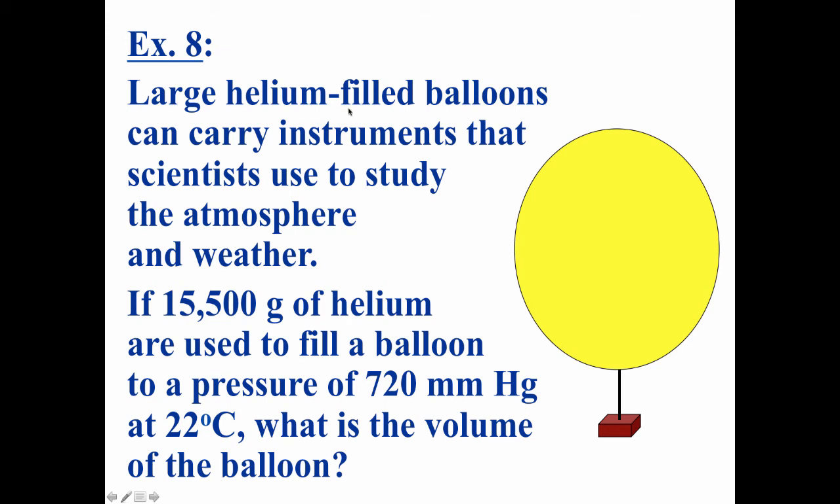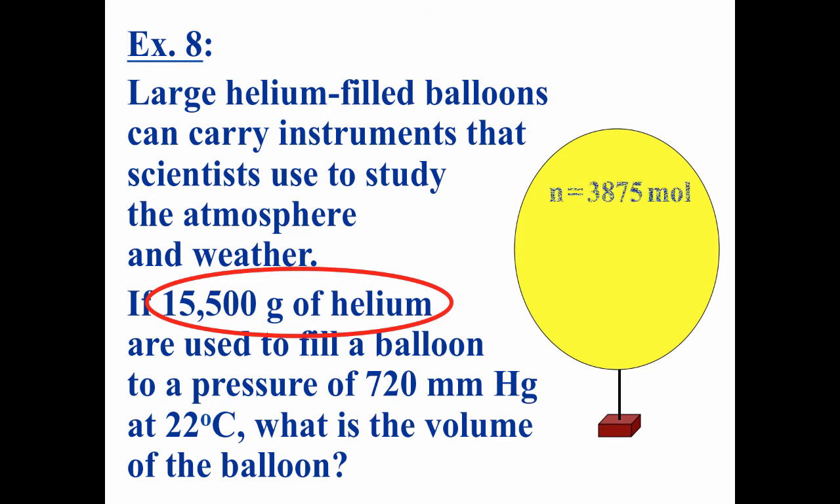The first one is weather balloons. They can go up into the atmosphere, and they can carry an instrument package to study the atmosphere and weather, but the gas in the balloon needs to be less dense than air. So let's suppose that the gas we're using here to fill the balloon is helium. It's filled to a pressure of 720 millimeters of mercury at 22 degrees Celsius. The question is, what's the volume of the balloon? And note, we know the amount of the helium, and it's pretty simple to convert that to moles, which is the units we're going to want to use.